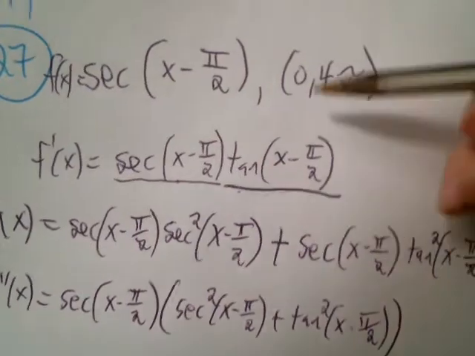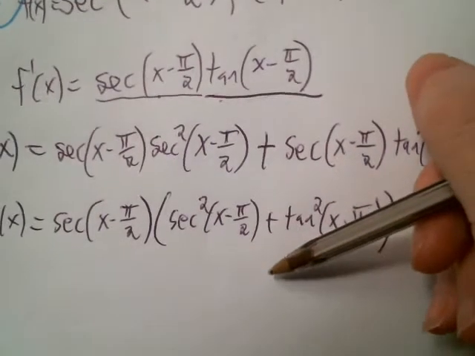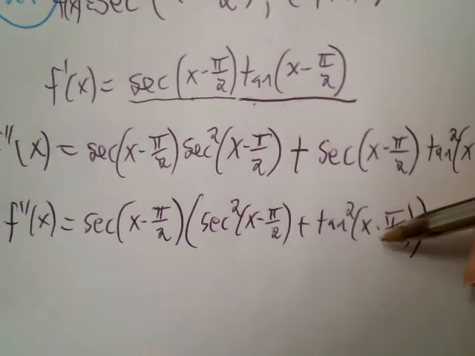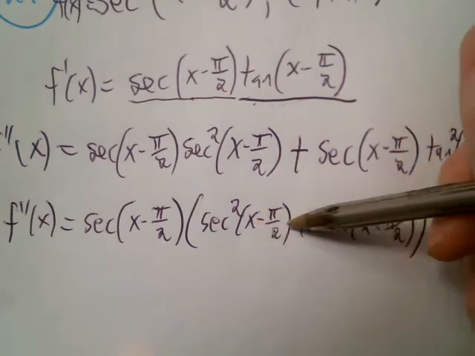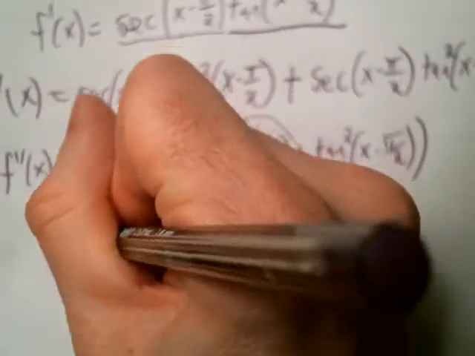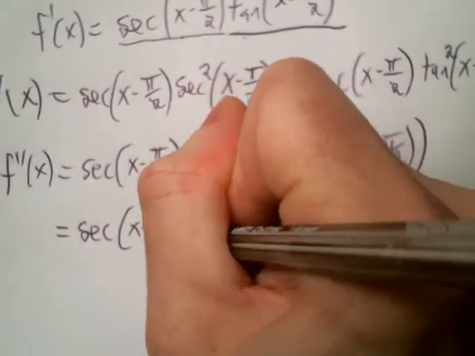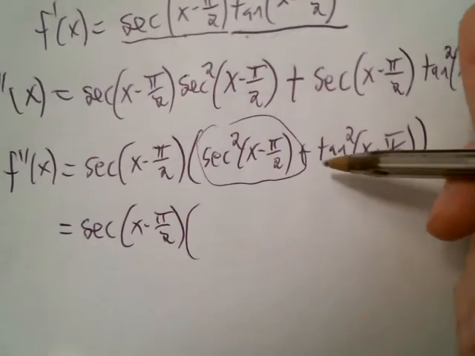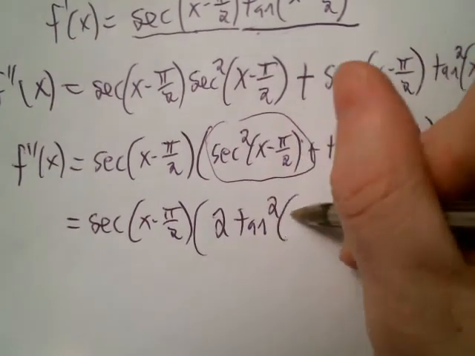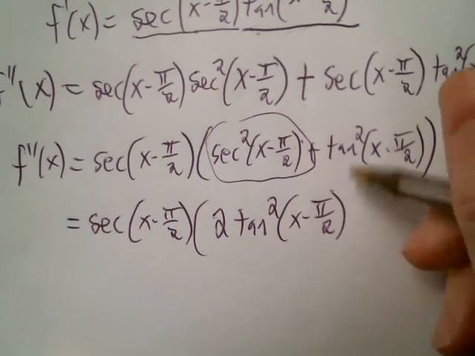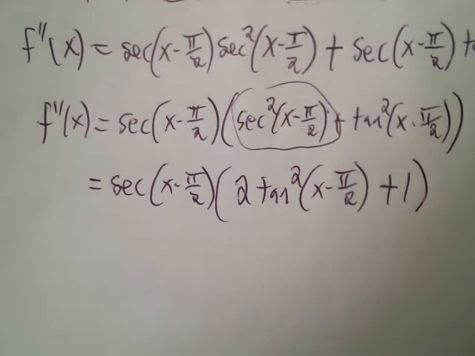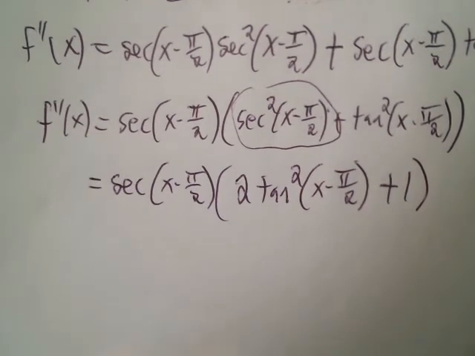I can always do this conversion though and turn it into kind of a quadratic. So either rewrite the secant squared or rewrite the tan squared. I'm much more familiar with tan, so I'm going to rewrite the secant squared using the Pythagorean identity. So we get secant of x minus pi over 2 times tan squared plus 1. So you end up getting 2 tan squared of x minus pi over 2 plus 1. Okay, and I'm not seeing anything all that helpful. Yeah, tan cubed.